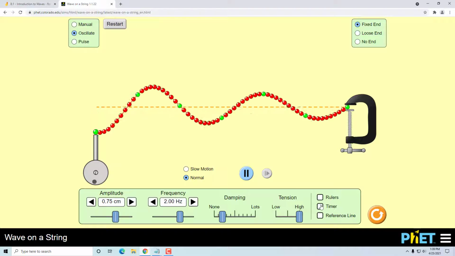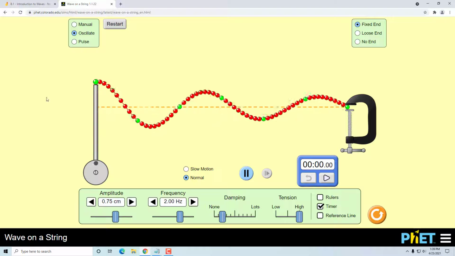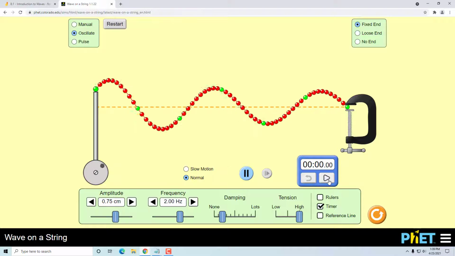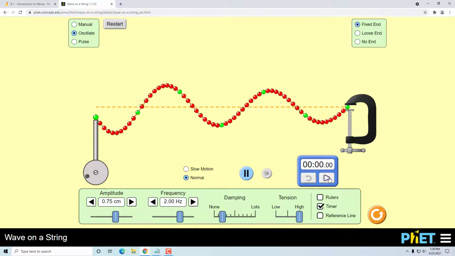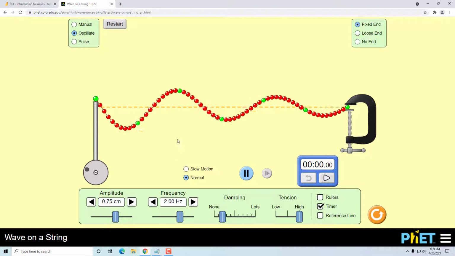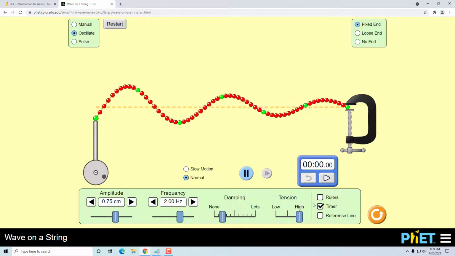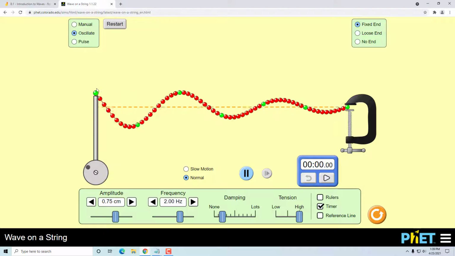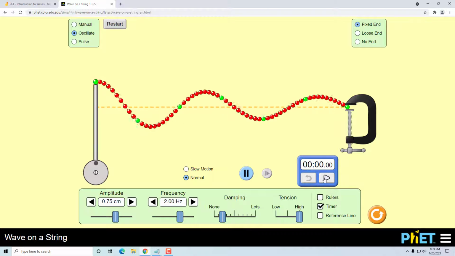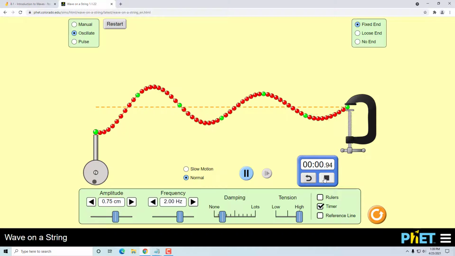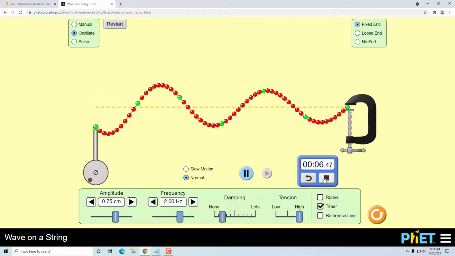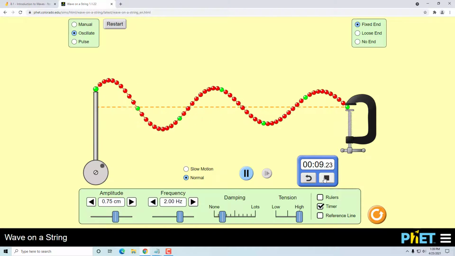It's 2.00. We have to use a timer. We can see the wave goes up, down, up, down, up, down, up, down. We want to figure out how many waves we get. Let's set it for 10 seconds. So let's try this again. We want to count how many cycles we go up, down, up, down. Let's do it for 10 seconds. 1, 2, 3, 4, 5, 6, 7, 8, 9, 10, 11, 12, 13, 14, 15, 16, 17, 18, 19, 20.